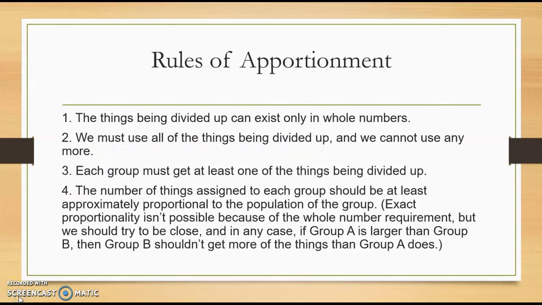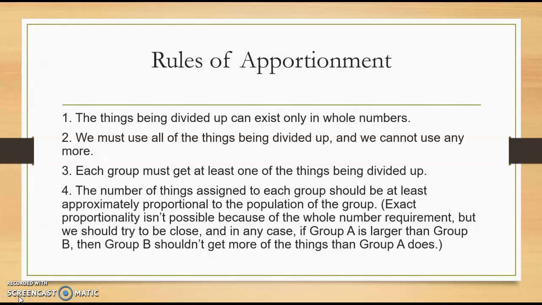There are several rules for apportionment. The first is that the things being divided up can exist only in whole numbers. So we cannot divide a representative, a person, in half between two states. Also, we must use all of the things being divided up and we cannot use any more. So if there are 435 representatives that we need to divide amongst regions, we have to use all 435.